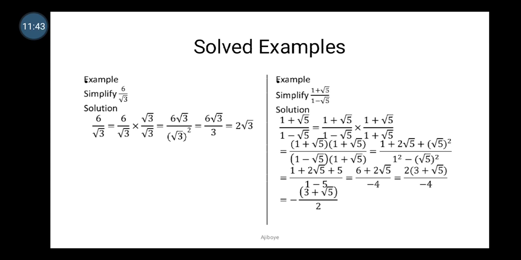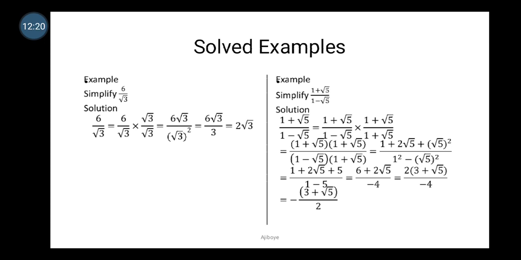Let's look at the second example. Simplify 1 plus surd 5 over 1 minus surd 5. You can see that the denominator there is a binomial surd. So we have to multiply by the conjugate of that binomial surd. So 1 plus surd 5 over 1 minus surd 5 will therefore be equal to 1 plus surd 5 over 1 minus surd 5 times 1 plus surd 5 over 1 plus surd 5. Simply, that 1 plus surd 5 is the conjugate of 1 minus surd 5.